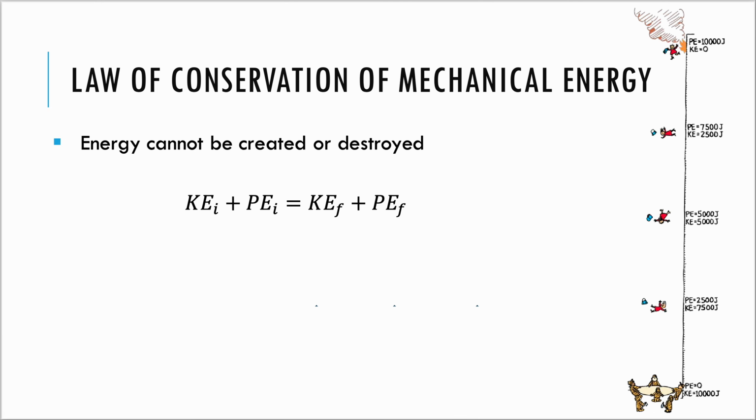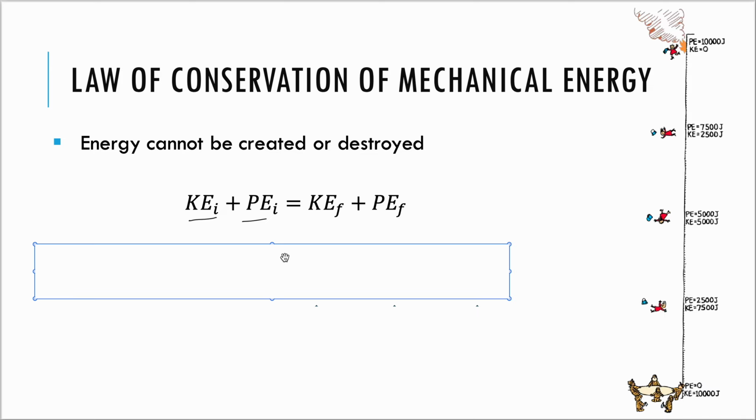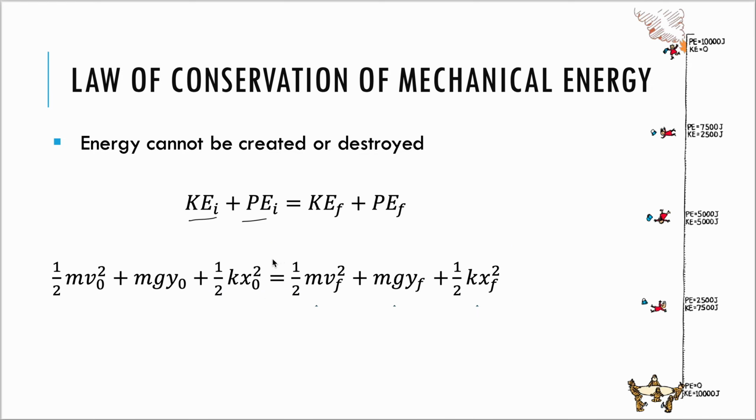Next is the law of conservation of mechanical energy. It states that energy cannot be created or destroyed, but it's just going to be transformed from one form to the other. We can write it as the sum of the initial mechanical energy, which is the sum of kinetic and potential energy, equals the sum of the final mechanical energy. We can write out this equation, expanding each term. It looks a little bit intimidating, but let's see what each term refers to. They're all the terms that we talked about a couple slides ago.